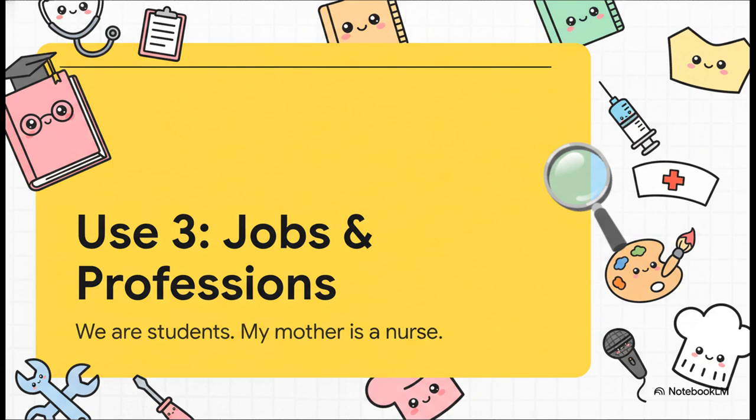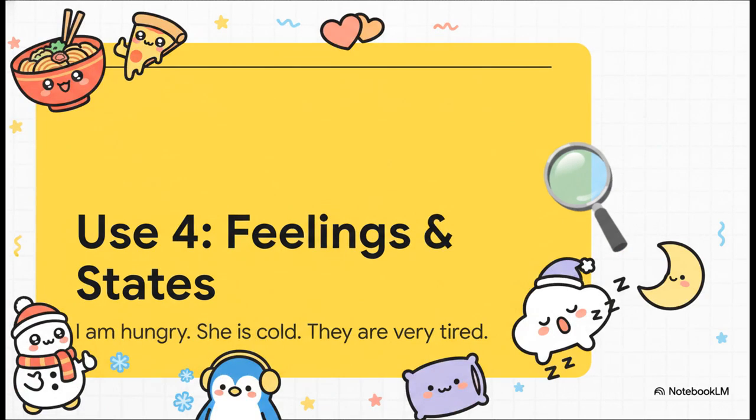Another huge one is talking about what people do, their jobs and professions. We use to be to explain what someone does for a living. We are students. My mother is a nurse. You're just defining their role in the world. We also use it to describe how we feel, both emotionally and physically. So you wouldn't say, I have hunger in English. You'd say, I am hungry. The same goes for feelings like being tired or physical states like being hot or cold. It's all about your state of being.